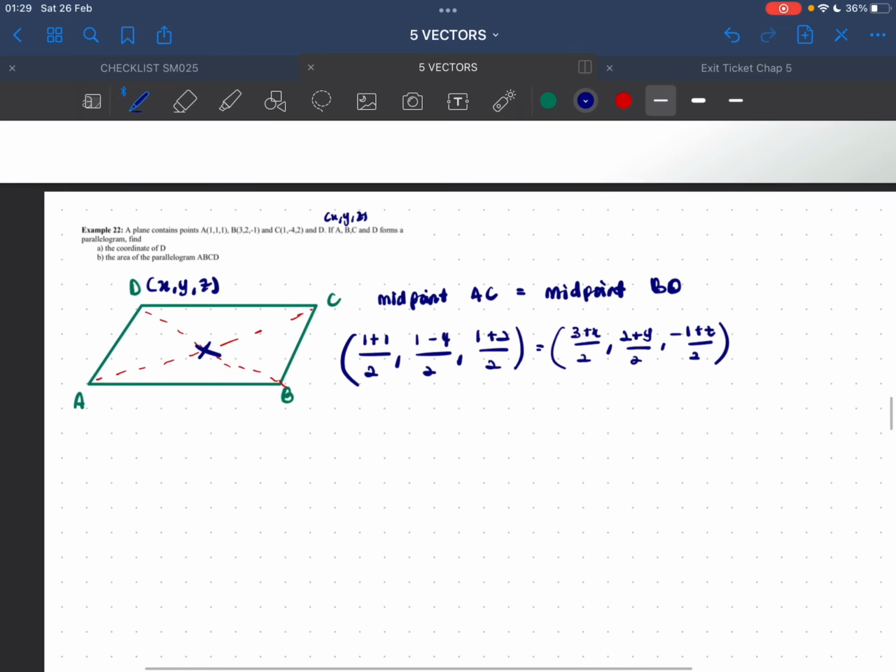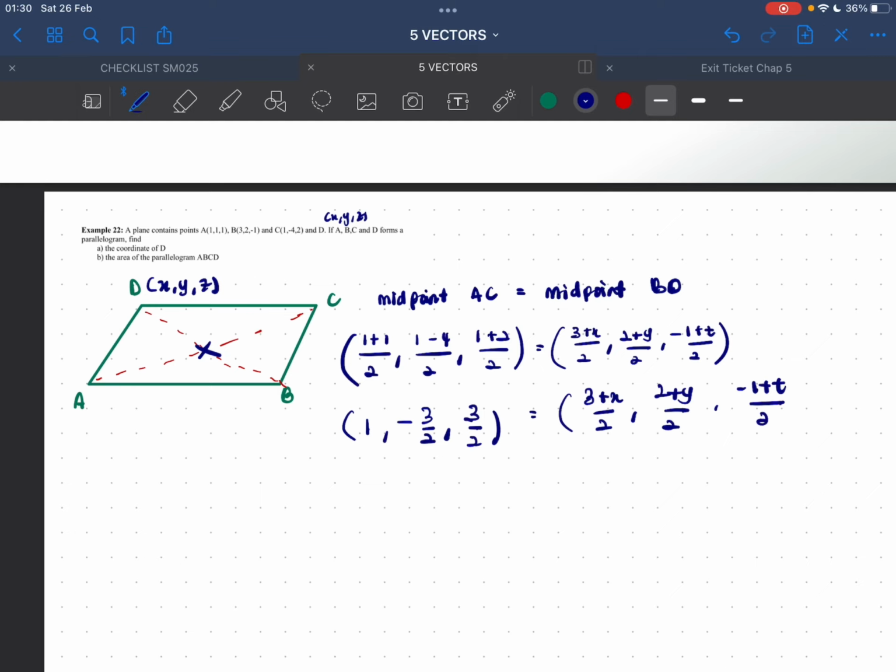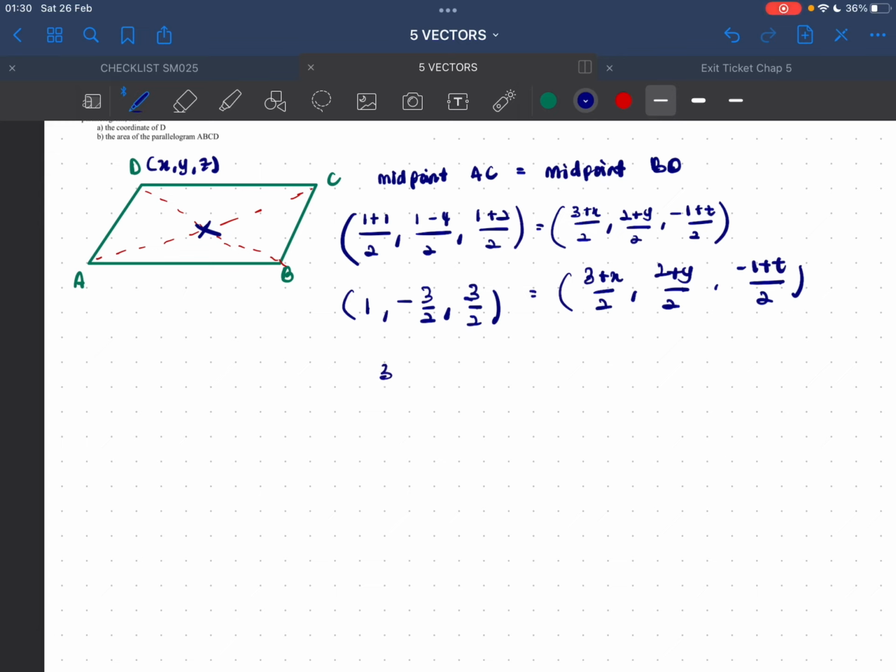Okay, so this one we can calculate, which is we'll get 1, negative 3 over 2, and 3 over 2. And this one here we cannot calculate, but now what we have to do is just compare between these two, because we know that the midpoint between AC and BD is the same. So we have 3 plus X over 2 is equal to 1, and we have 2 plus Y over 2 is equal to negative 3 over 2.